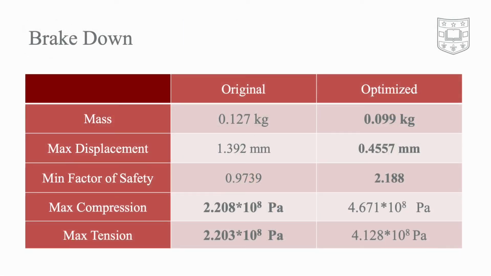When comparing the analysis of the optimized brake arm to the original, we can see that the mass, displacement, and factor of safety were all improved. However, the maximum compression and tension was actually better in the original, so let's take a closer look at where that is in the optimized to see what's going on.